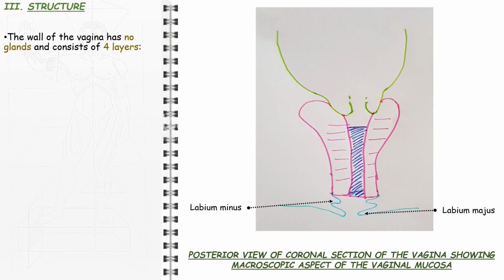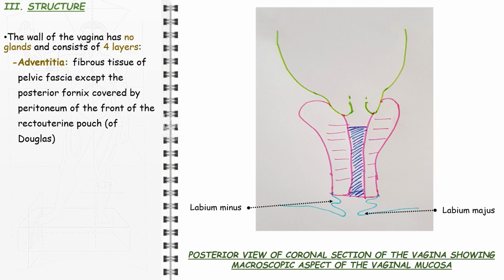The outer layer is the adventitia, the vaginal fascia, and is made of fibrous tissue continuous with the pelvic fascia, except at the posterior fornix, which has a peritoneal covering. The smooth muscle fibers are arranged mainly longitudinally, and at the lower end blend with the skeletal fibers of pubovaginalis and bulbospongiosus, and contain two thickenings in each wall, the anterior and posterior columns of the vagina.